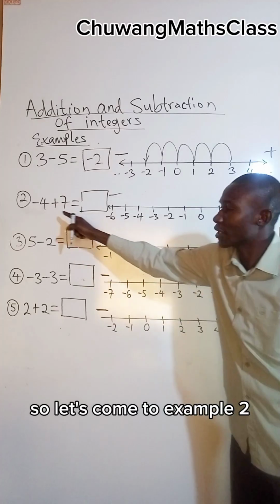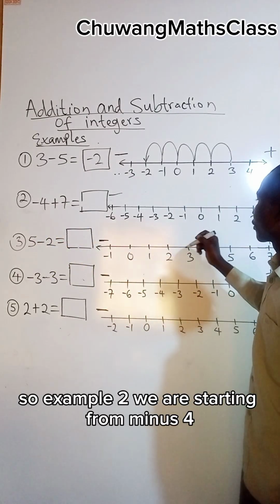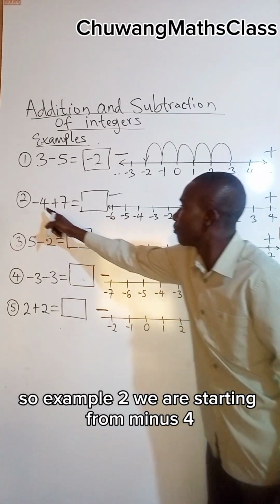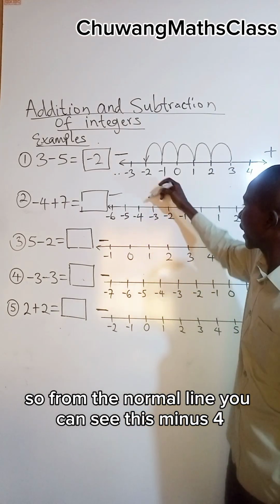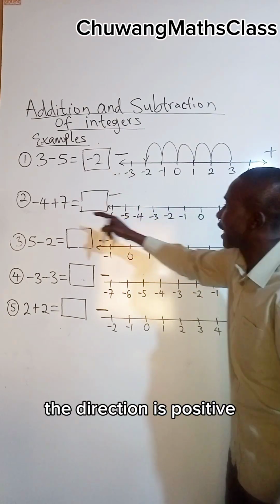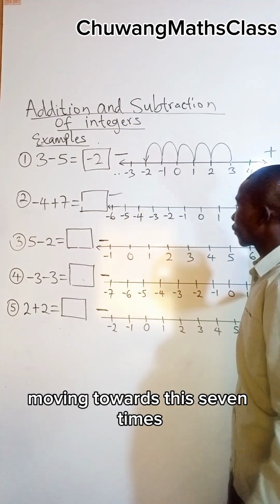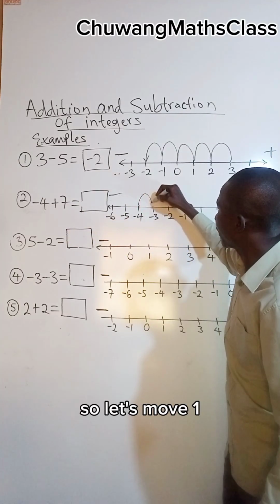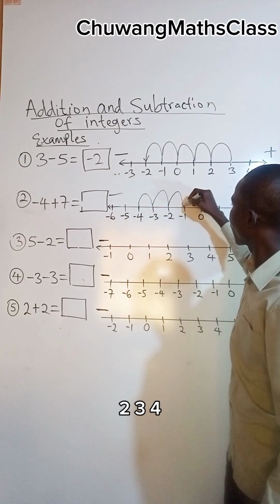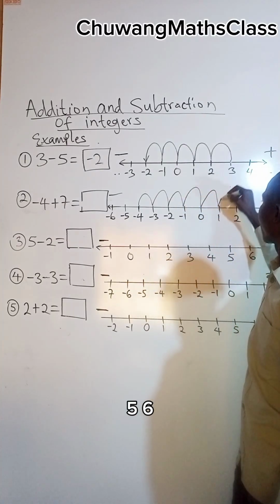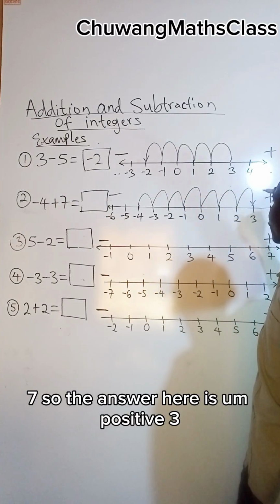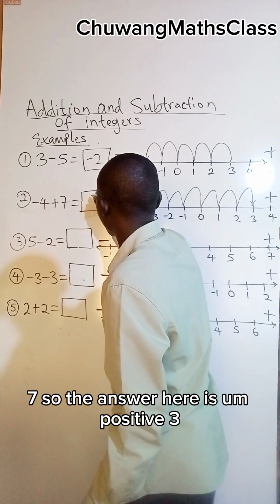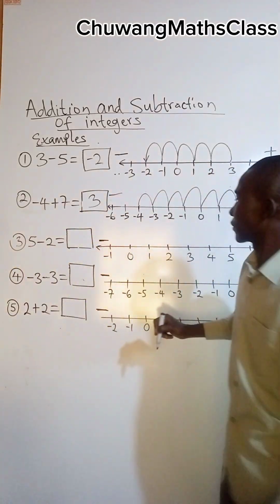So let's come to example 2. In example 2, we are starting from -4. From the number line you can see this is -4. The direction is positive, moving towards this 7 times. So let's move 1, 2, 3, 4, 5, 6, 7. So the answer here is +3.